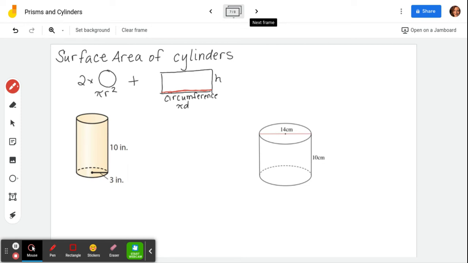I'm going to do 2 times the area of the base. So 2 times 3.14 times r squared, 3 squared.